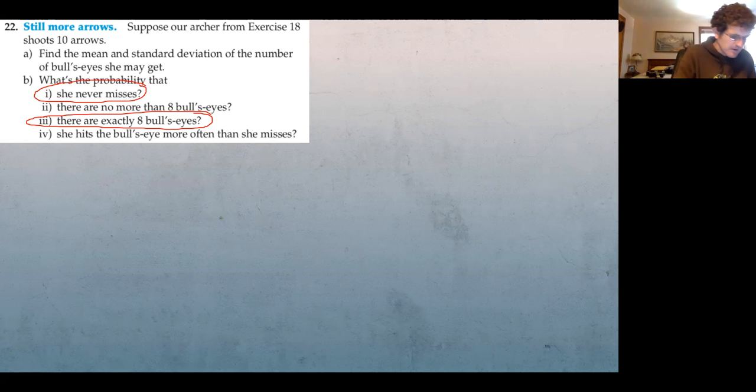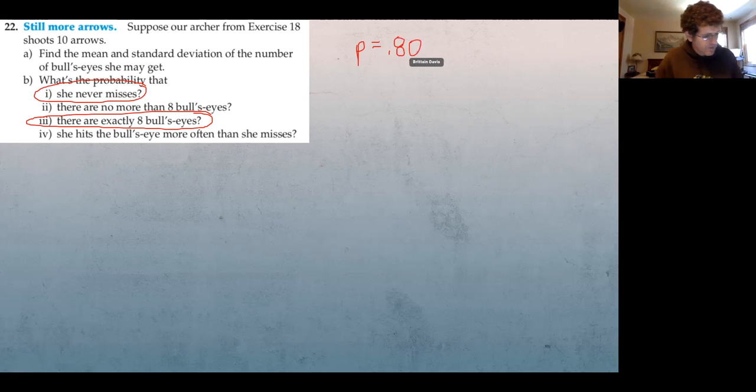One thing that's not mentioned here is that our archer can hit the bullseye 80% of the time. All right. So what's the probability that she never misses? So let's fill this in.